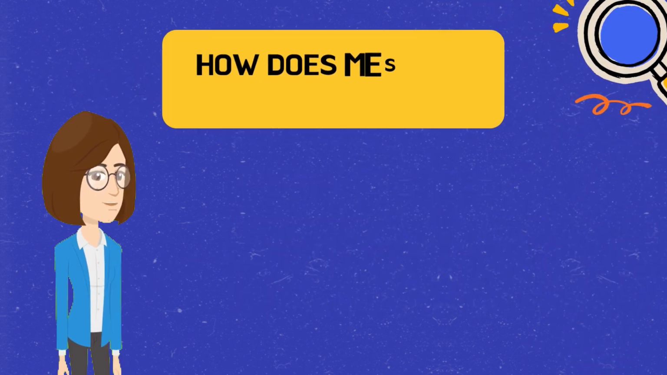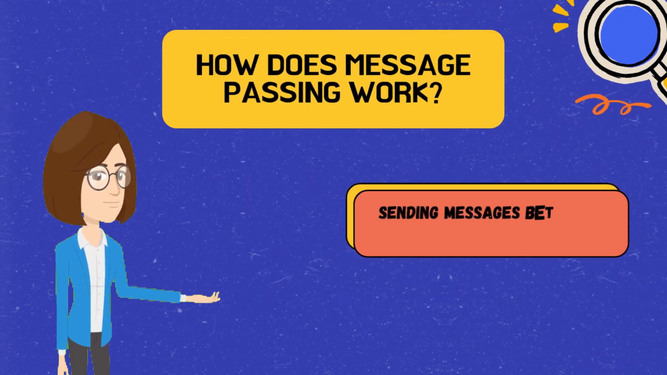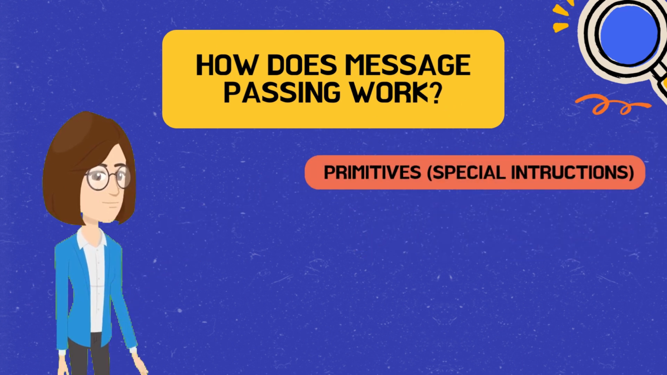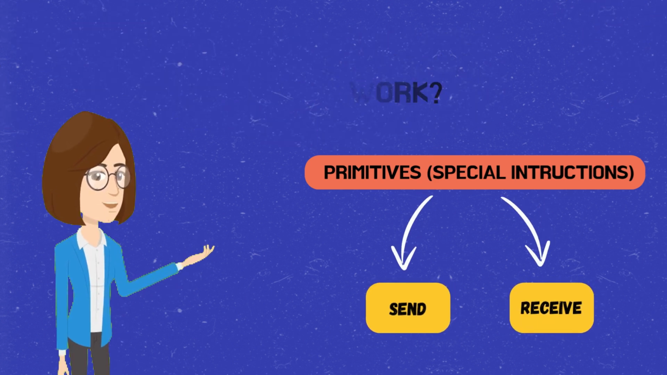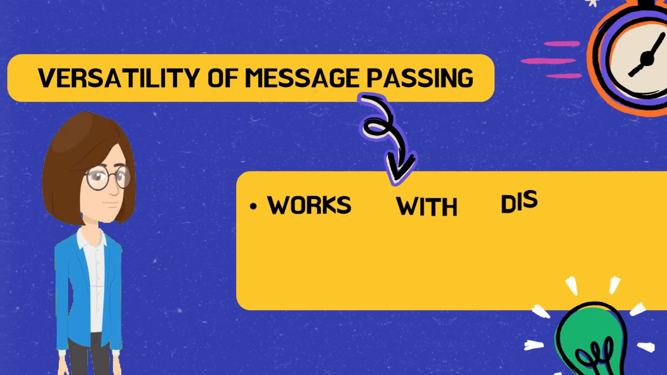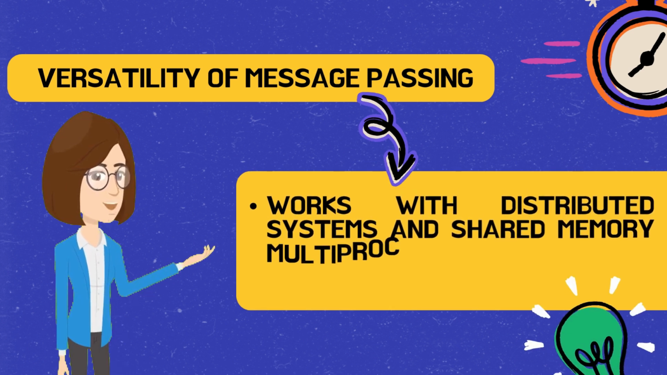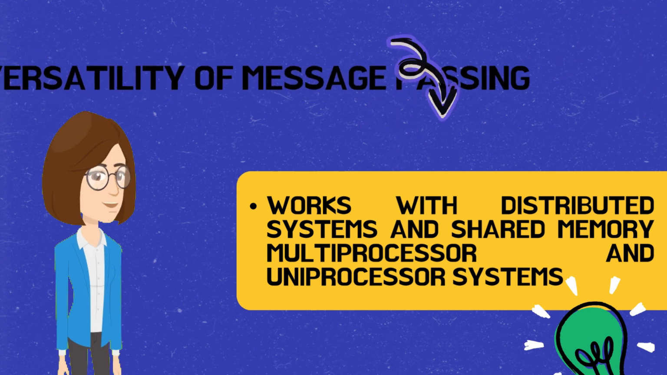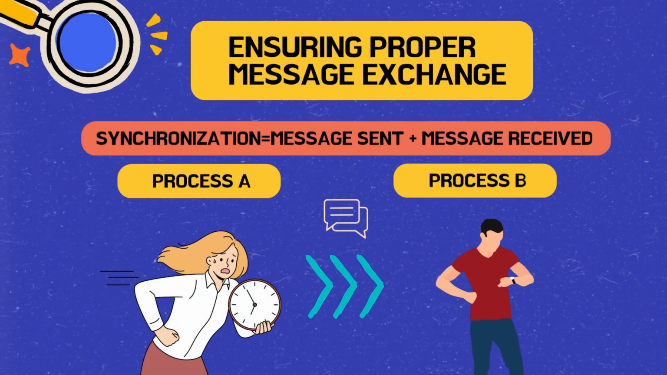How does message passing work? Message passing works by sending messages between processes. These messages are sent using primitives: send and receive. Message passing is versatile and works with distributed systems as well as shared memory multiprocessors and uniprocessor systems, ensuring proper message exchange.